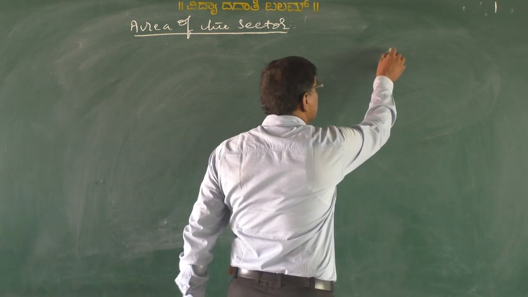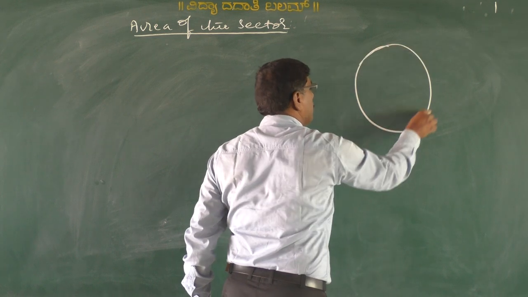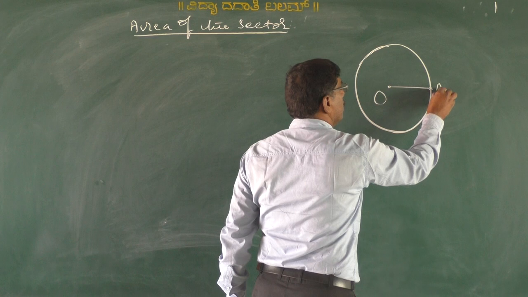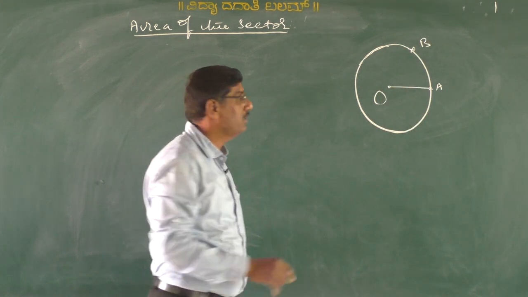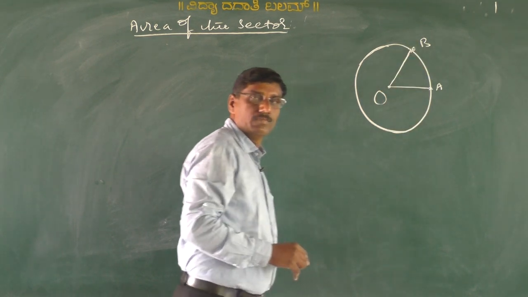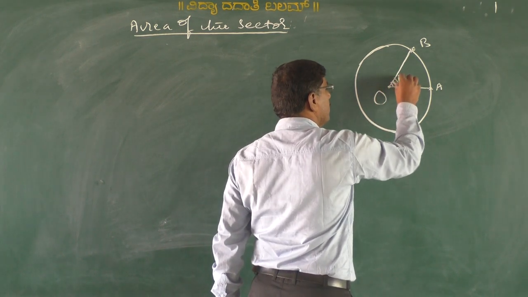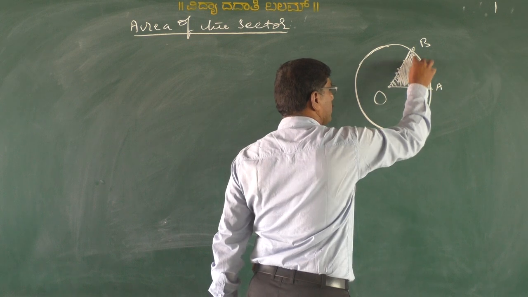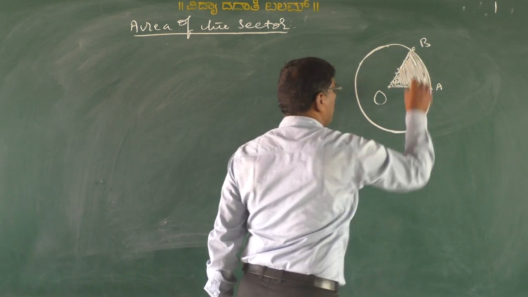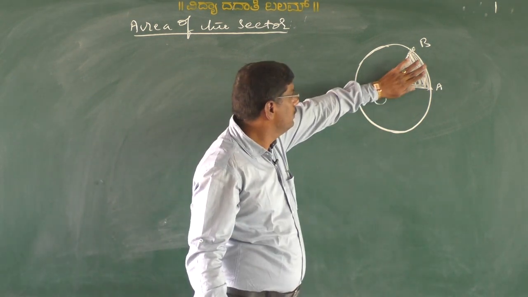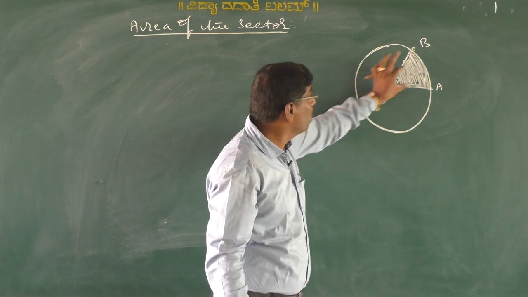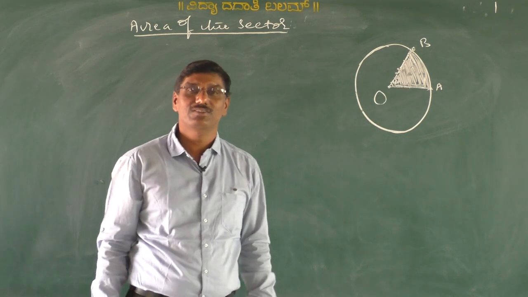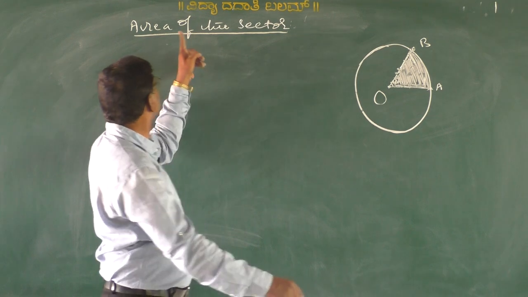Consider a circle with center O. Join the points on the circle to the center. Then this region, this portion, this space, is what we call a sector. We need not prove the formula, but we will need it. This region, the space bounded by two radii and an arc of a circle, is what we call a sector.